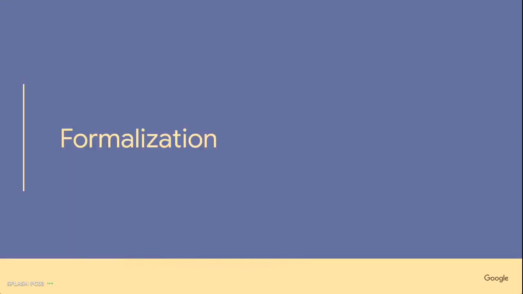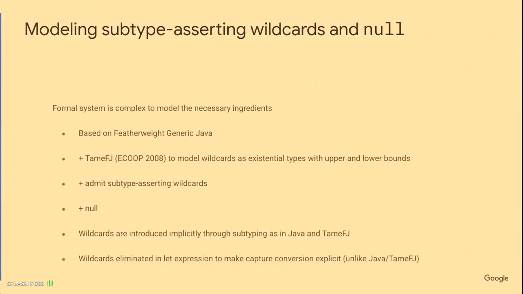OK, so great. Let's try to formalize that. Turns out that's a bit of a to-do because we have to build up enough machinery to express all of this. So we started with Featherweight Java plus TameFJ, which is an existing formalization of wildcards as existential types. We admit subtype-asserting wildcards because we need them, and null. As in Java, in the formal system, wildcards are introduced implicitly through subtyping, but we actually use a let expression to make capture conversion explicit. And you'll see in a second that that's convenient to do, but it's just a technical device, basically.